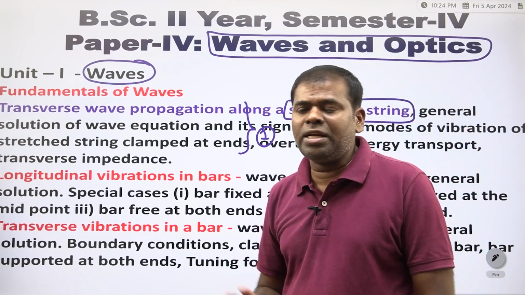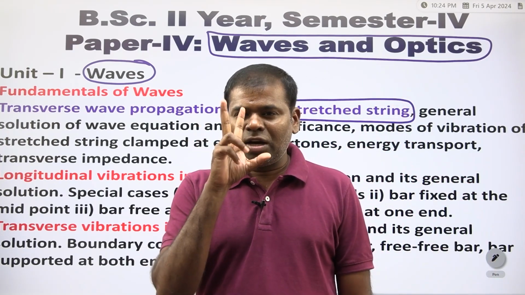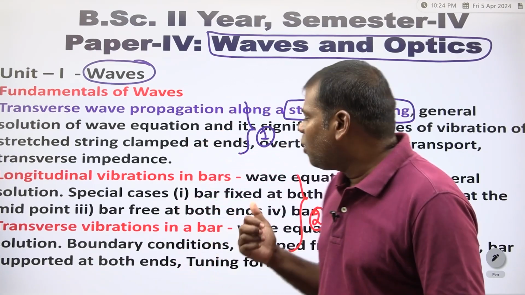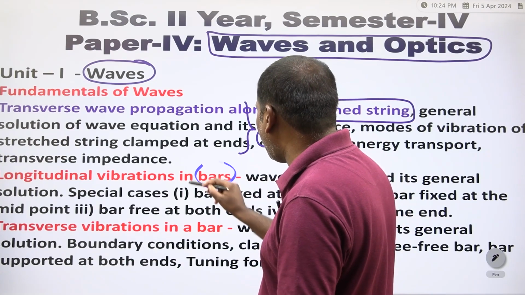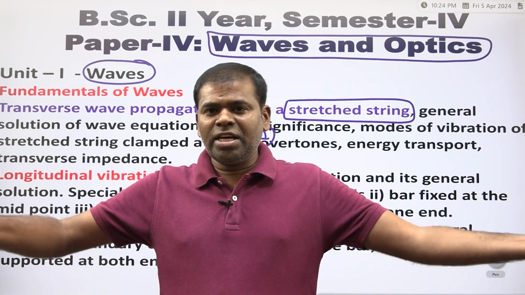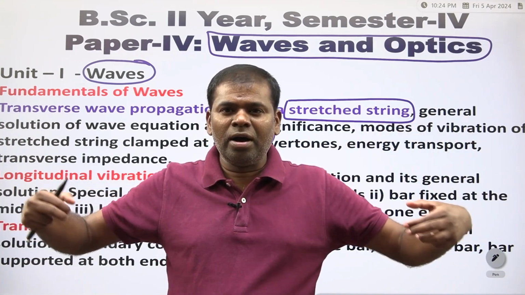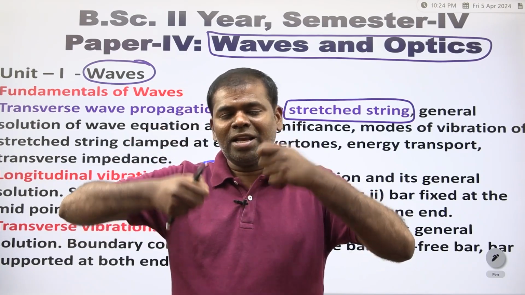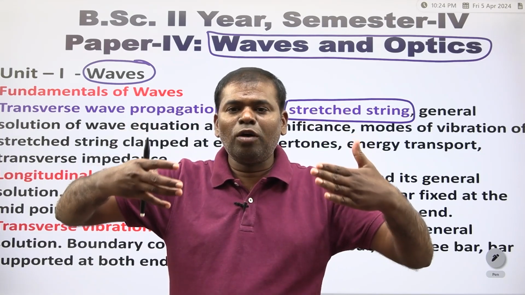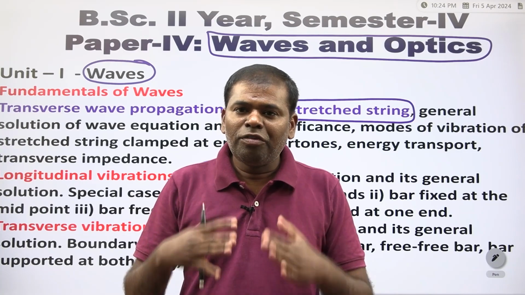Majorly in the first unit, only waves. Only two types of waves are there. One belongs to the stretched string. One more belongs to the bar. What is the bar? In your first year laboratory, you took a compound pendulum, no? Compound pendulum bar, that is a bar. Once you vibrate it, longitudinal vibrations can form. Otherwise, transverse vibrations will also form from the bar.